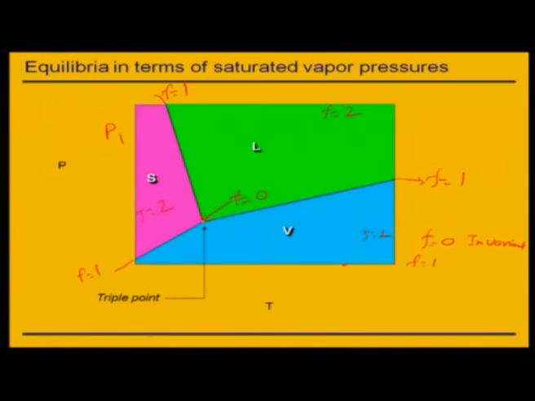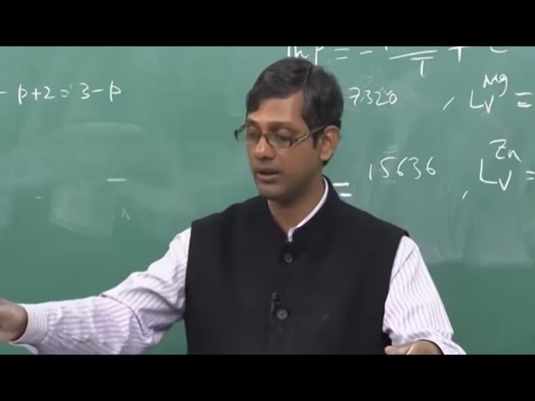And F equal to 1 means univariant. Univariant means I can vary one of the variables, pressure or temperature, not both. F equal to 2 means bivariant, so I can vary both pressure and temperature simultaneously and I won't change the phases. So within these colored areas, solid or liquid or vapor, I have a bivariant system. On these lines I have a univariant system, and on the triple point I have an invariant system, in a water phase diagram.